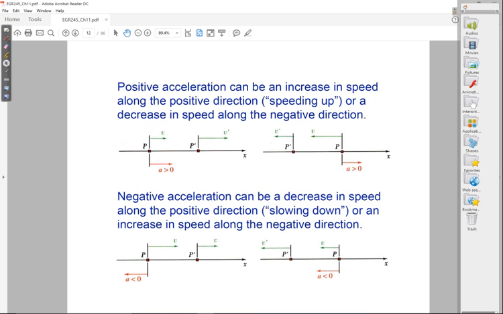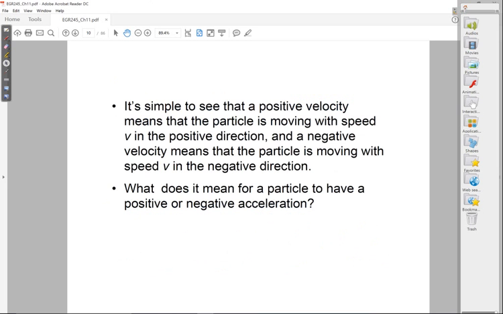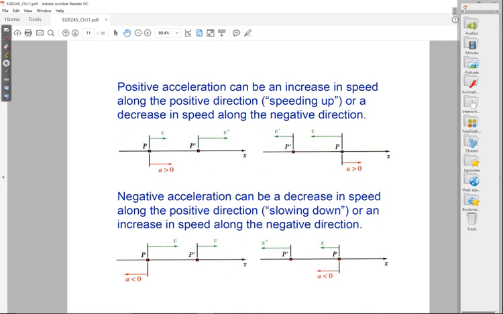Now, let's go back to acceleration for a second. We said that for one-dimensional motion, the positive or negative sign of your velocity tells you exactly what direction your object is moving. Well, acceleration is a little trickier, because a positive or a negative acceleration can have different meanings depending on the situation. So make sure you understand these four different scenarios, the four different possibilities.